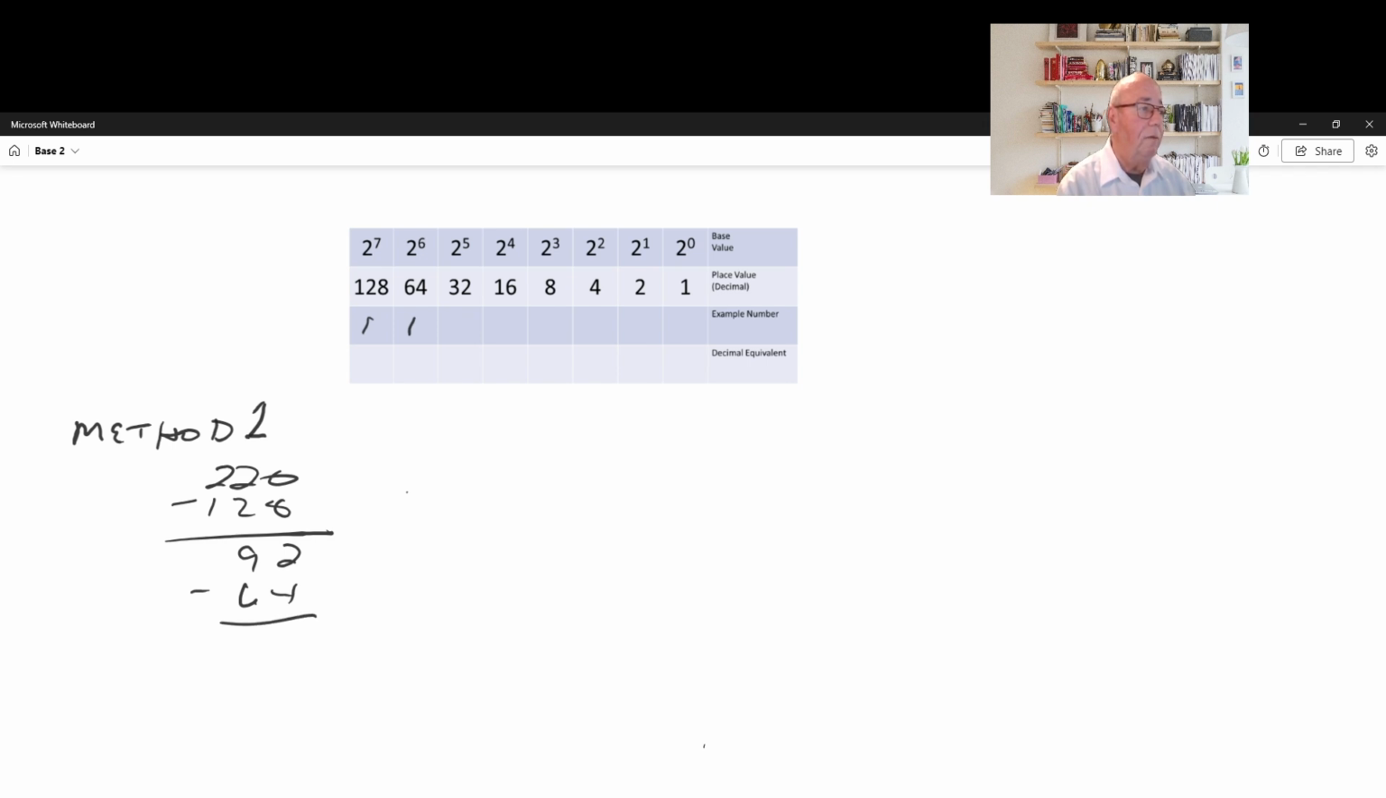So 12 minus 4, 8. 8 minus 6 is 2. Okay. Does 32 go into 28? The answer is no. So we put a 0 here instead of a 1. So does 16 go into 28? Yes. The answer is yes, so we subtract 16 from 28, and that leaves us 12.